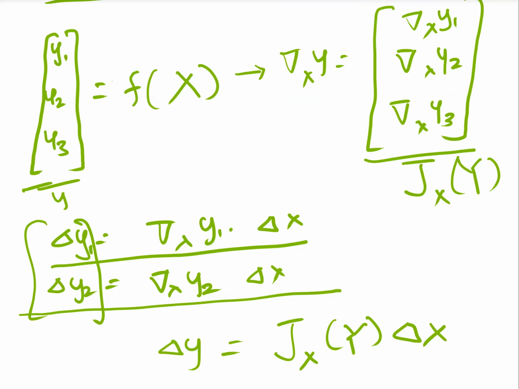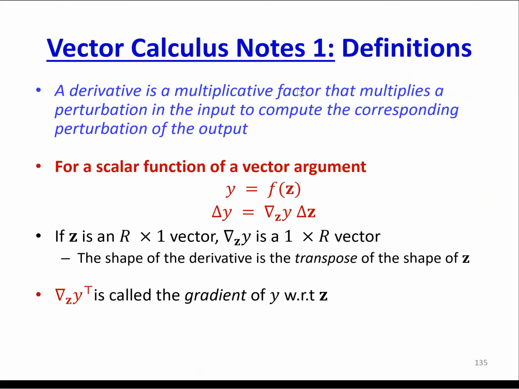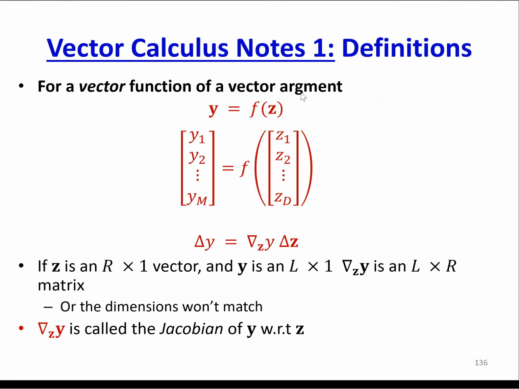This guy is called the Jacobian of y with respect to x. And the Jacobian also satisfies the derivative rule that we spoke of earlier. Everybody clear?